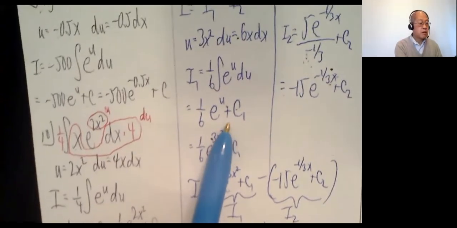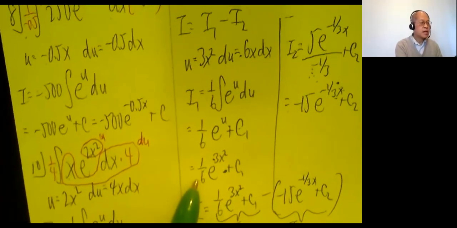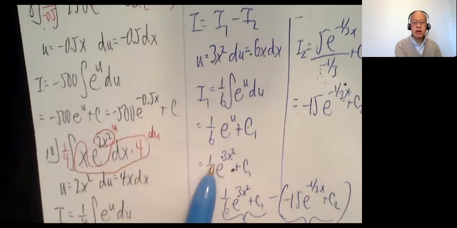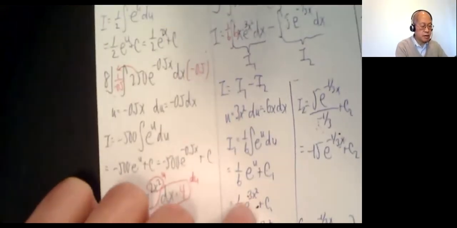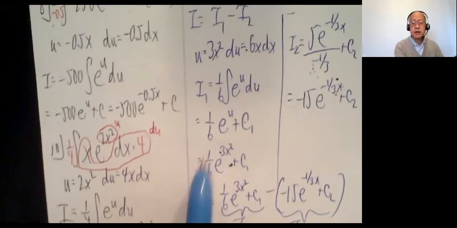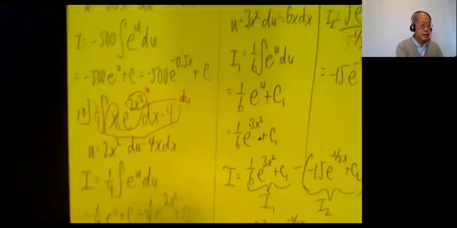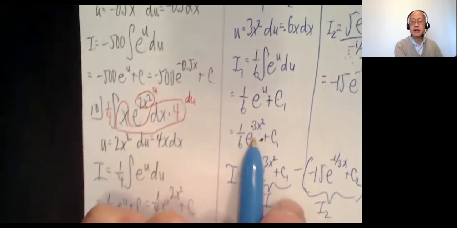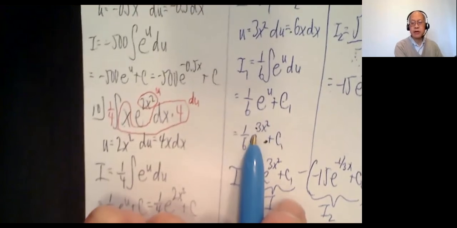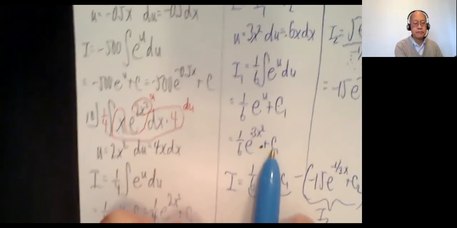All right, so plug back in. 1/6 e to the 3x squared plus c. That's not a negative there. It's just a smudge mark there. Sorry, that's 1/6 e to the 3x squared. That's not a negative sign. That's just a splotch in the paper. It's 1/6 e to the 3x squared, okay? Plus c1.